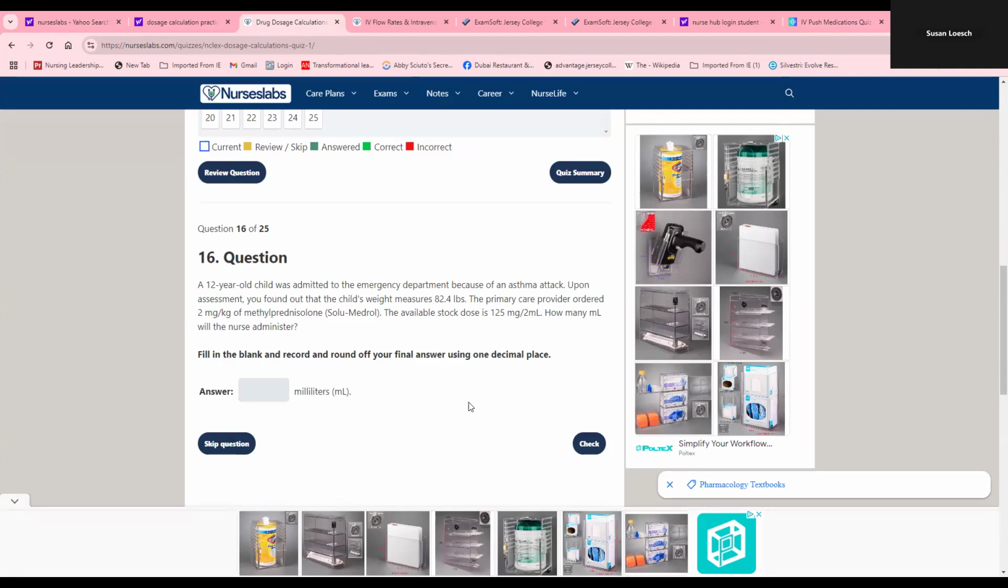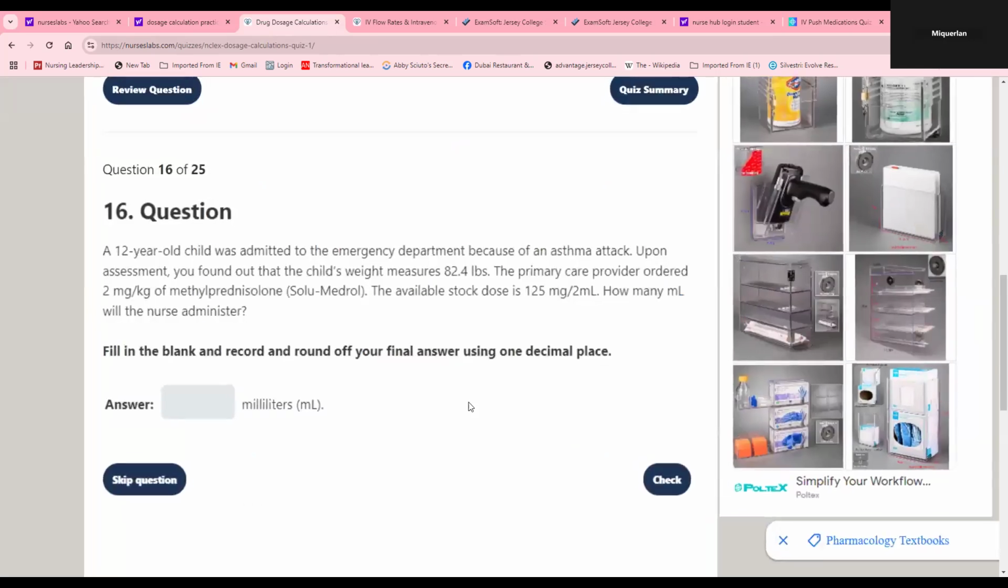All right, so this is just weight based. Now with weight based, what are you going to start with? Can you guys see the question? Yes, changing it from pounds to kilograms. So we're going to start in the calculator with the 82.4. It's in pounds, so we're going to divide it by 2.2 and keep that whole number in your calculator.